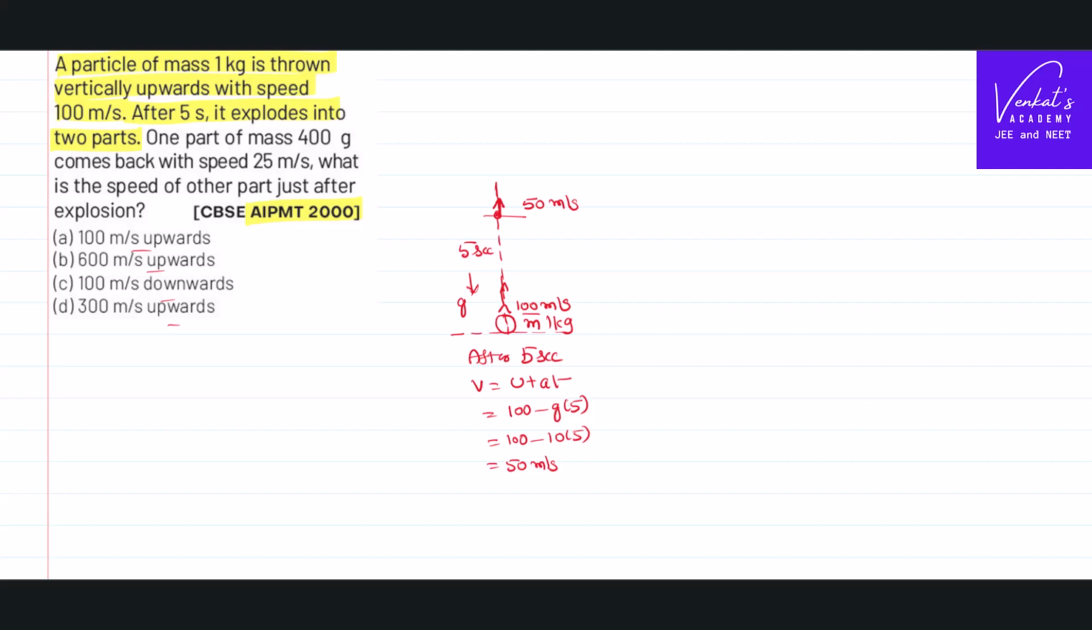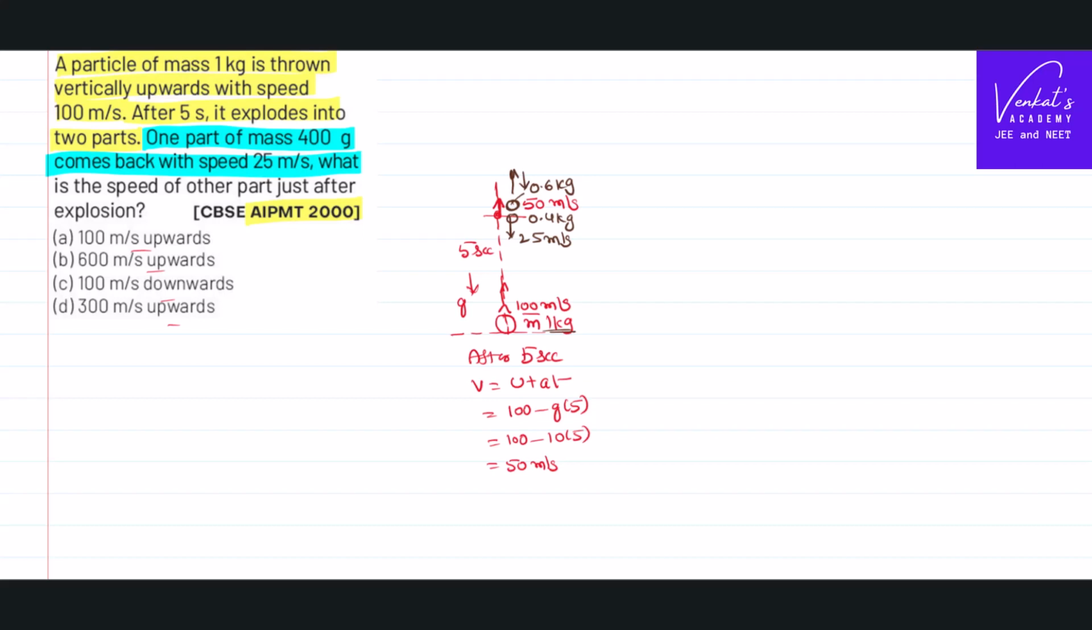Let's go to the problem again. One part of mass 400 grams comes back with a speed of 25 meter per second. So there are two pieces, out of which one piece of mass 400 grams, means 0.4 kilogram, comes down with a speed of 25 meter per second. Automatically there is another piece of 0.6 kilogram because totally it is 1 kilogram. How does this other piece move? Whether it moves upwards or downwards, we have to find out.